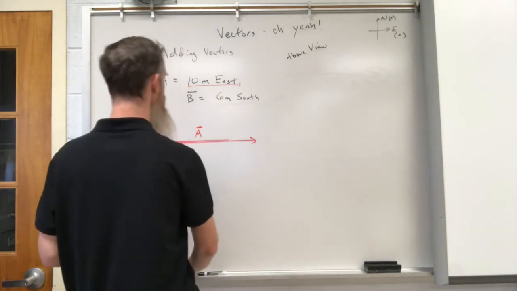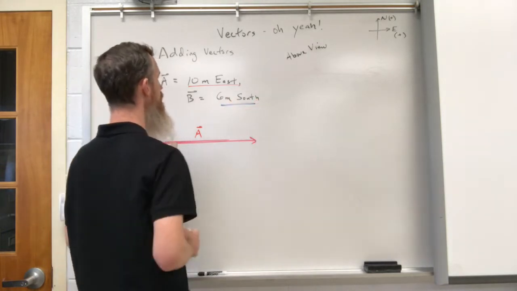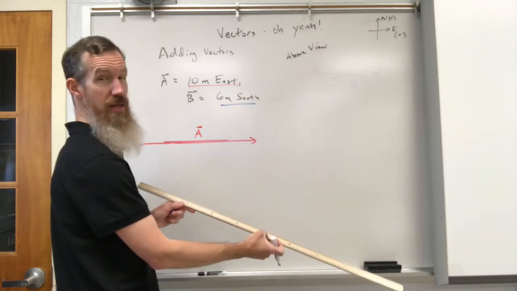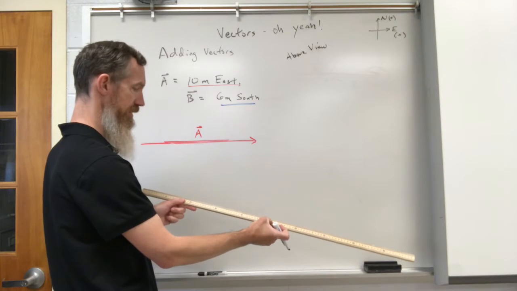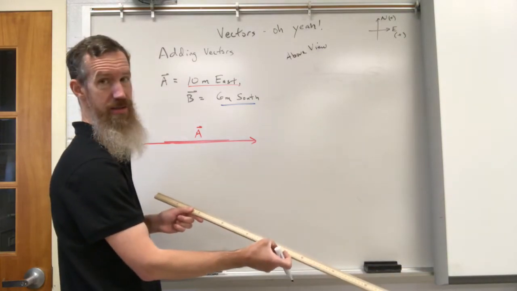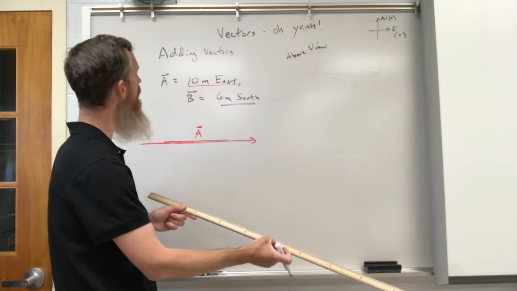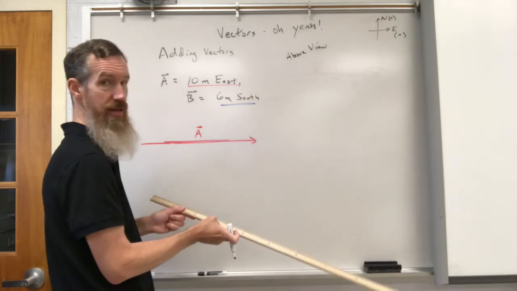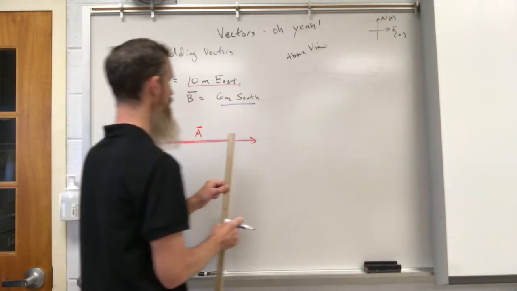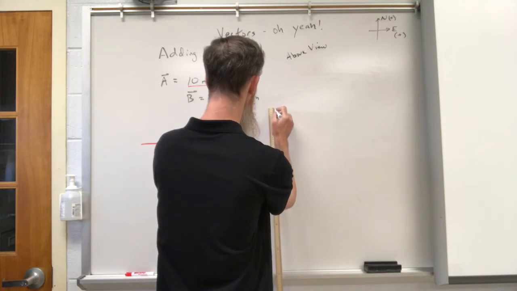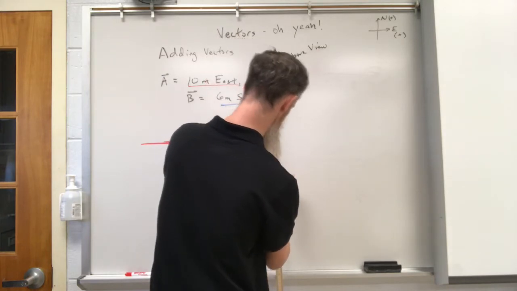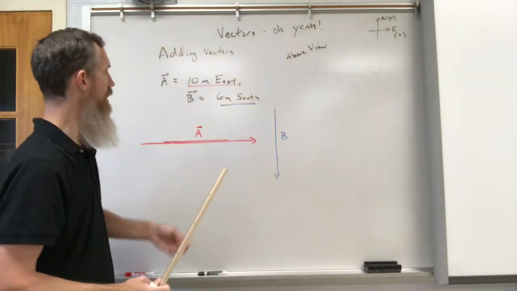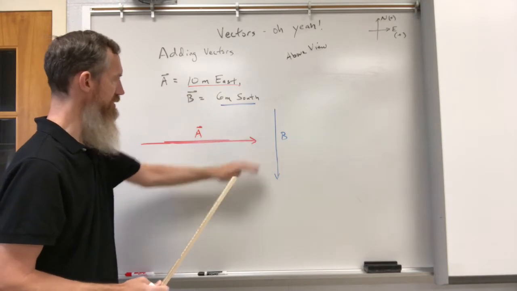And if I want to do vector B, using the same scale, well, it's 6 meters, so I'm not going to use all 50 centimeters. Since I'm only going to use 3/5 of that, I'm going to use 30 centimeters, and that's going to be my vector B. So vector B is going to be about 30 centimeters. I'm going to draw vector B right here. Vector B. So somebody walked 10 meters east, then they walked 6 meters south.